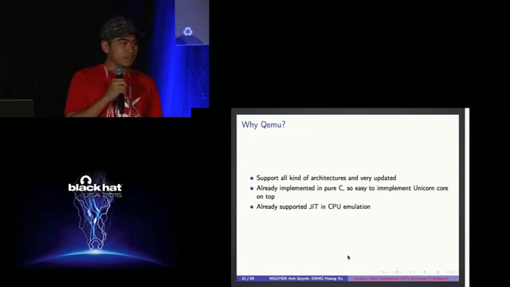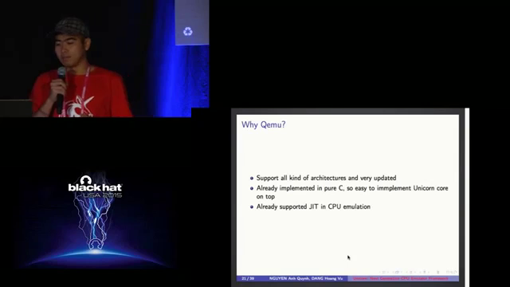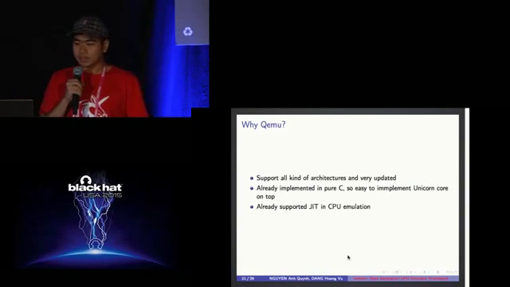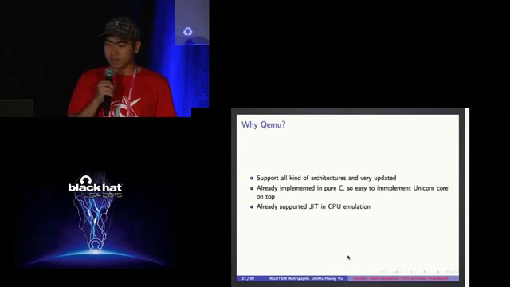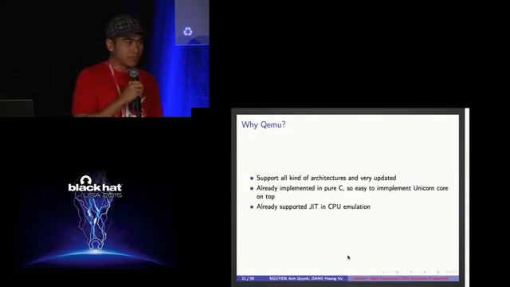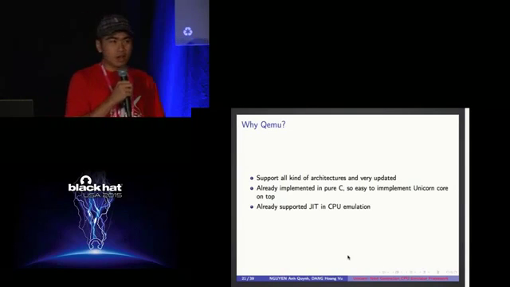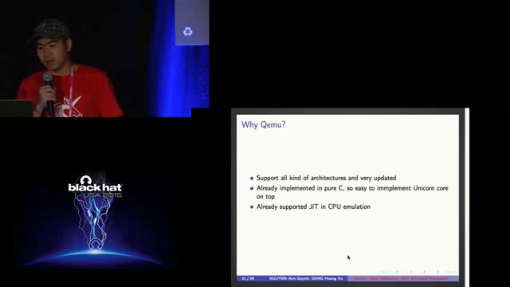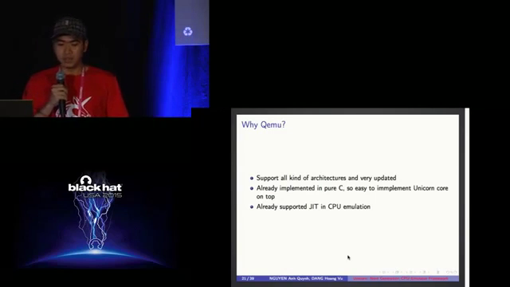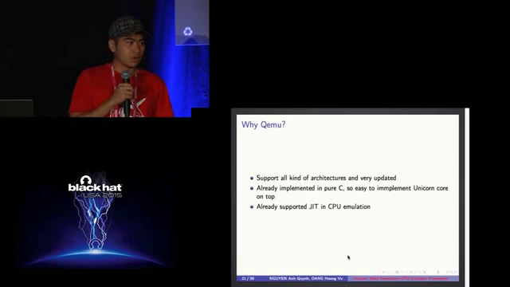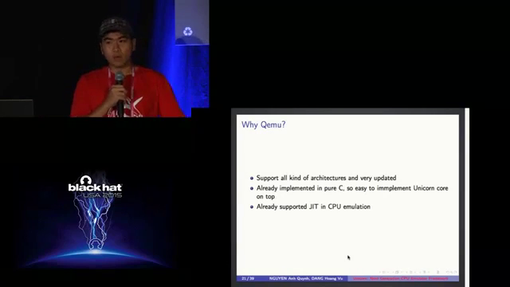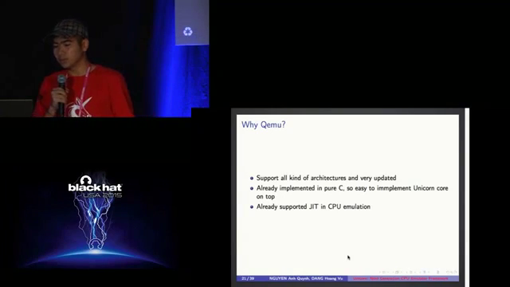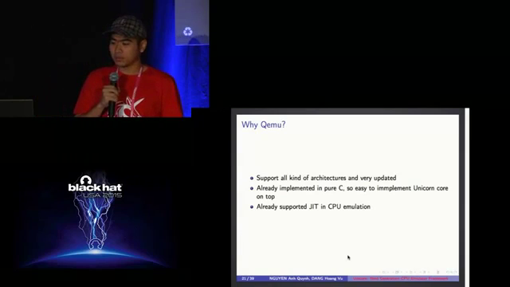We see that this is the only tool that has all the features that we need. It supports all kinds of architectures and is very updated. It's already in C, so writing Unicorn on top of it is okay. It has a JIT in the CPU emulator, so it's quite fast. It also has optimization on top of JIT, so we can make use of them as our feature as well.